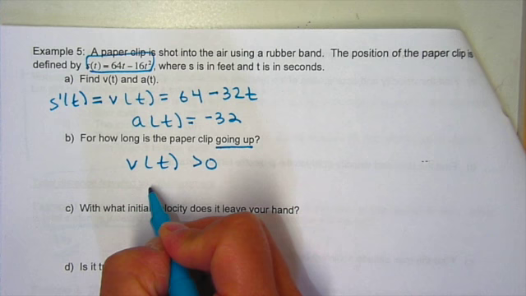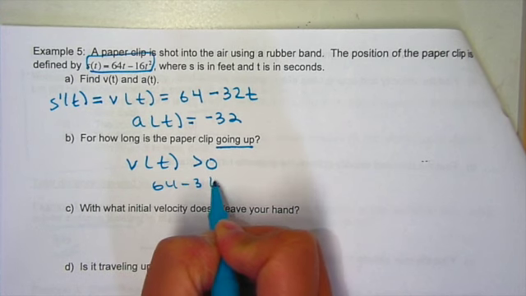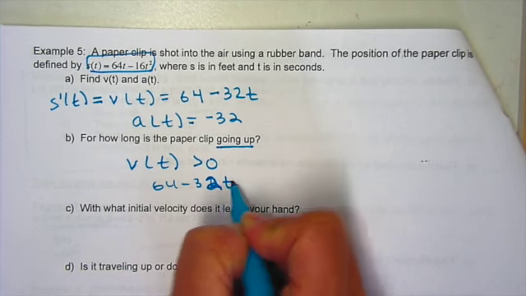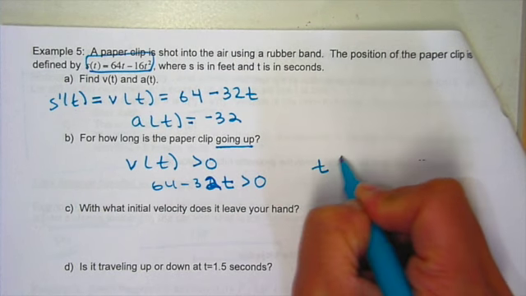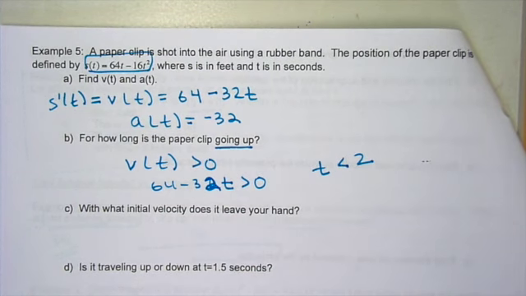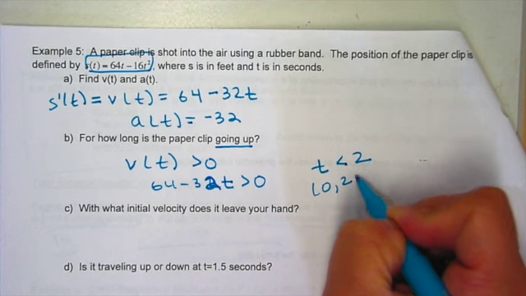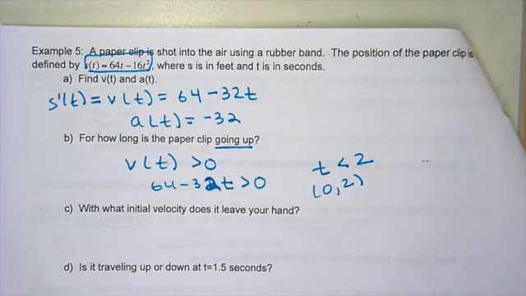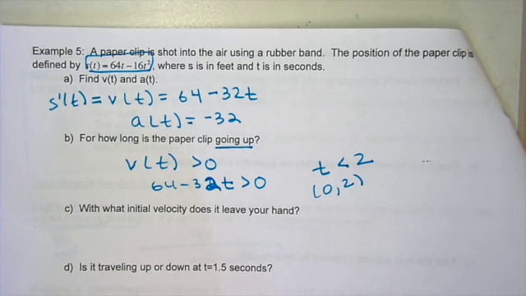So 64 minus 32t is greater than 0. You can solve that. T is less than 2. And we never talk about negative times, so unless it says otherwise, we'll assume that we start at time 0.